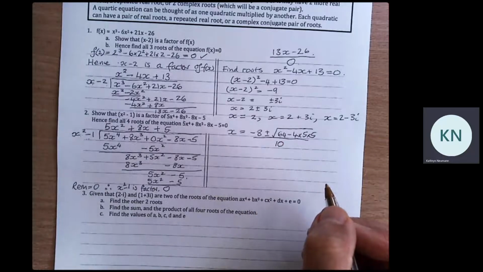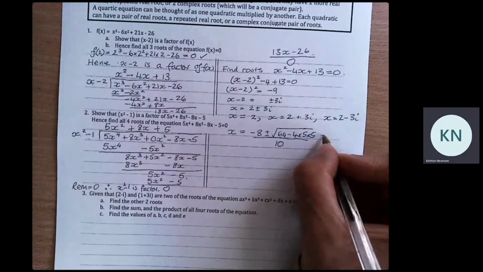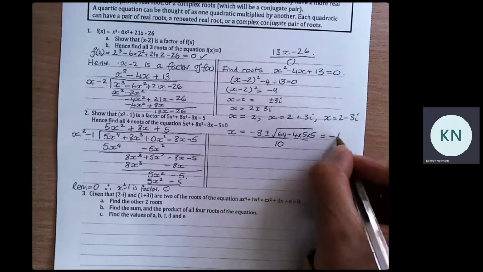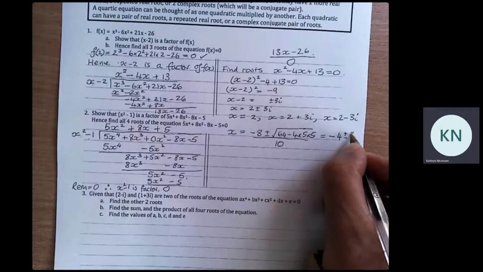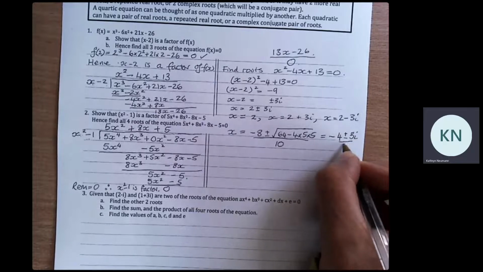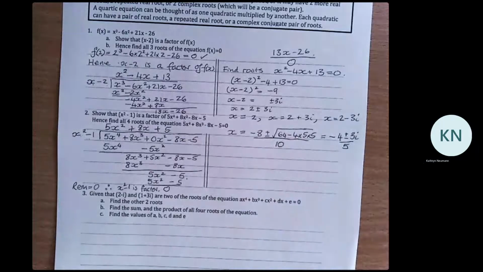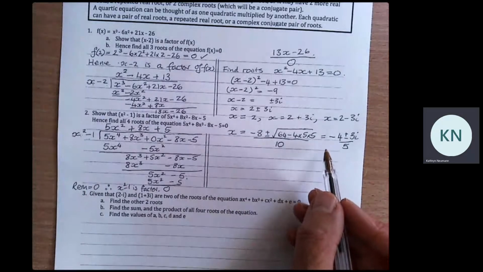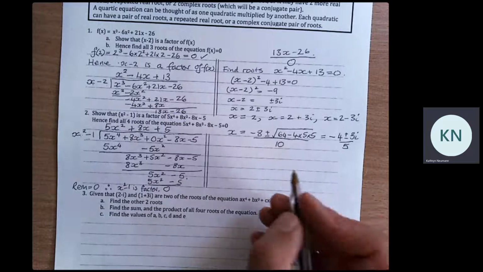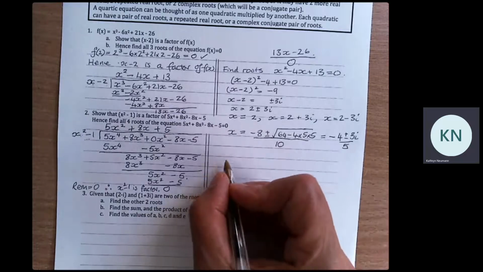And when you work that out, you end up with minus 4 plus or minus 3i over 5. So you could get this from your calculator, but the question might say using algebra. So you need to be able to do that. So those are 2 of the roots.